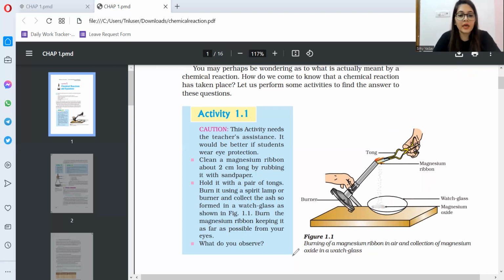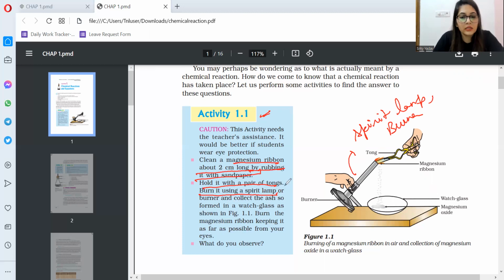Now see, I'll read this so that you all can understand what we have done here. We have taken a clean magnesium ribbon of about 2 centimeters long, and by rubbing it with sandpaper we have cleaned the outer magnesium oxide layer, and then we are burning it. Hold it with a pair of tongs and burn it using a spirit lamp. Okay, this is a spirit lamp, or you can use a burner. Either of them you can use. Then collect the ash so formed in a watch glass as shown. Burn the magnesium ribbon keeping it as far as possible from your eyes so that you are properly safe while doing this experiment.